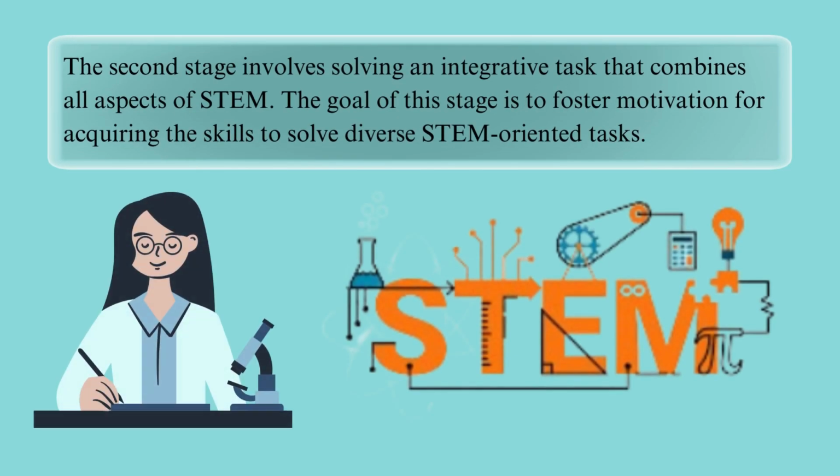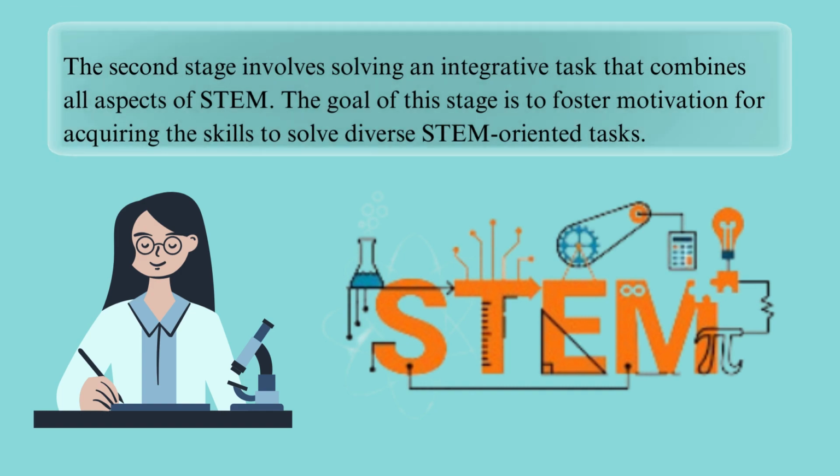Stage 2 involves tackling a single integrative task that seamlessly blends all STEM components. The objective of this stage is to cultivate motivation towards acquiring the skills to solve diverse STEM-oriented problems. Initially, individual work is employed, followed by group collaboration. A unique aspect of this integrative task is that its solution demands the skills and expertise gained from solving the individual tasks presented in Stage 1.